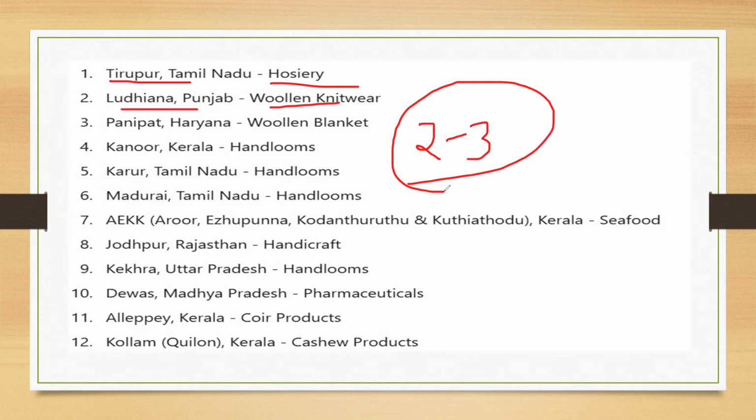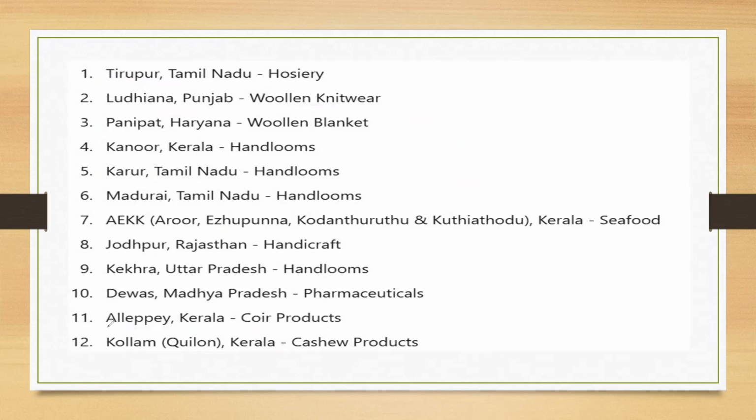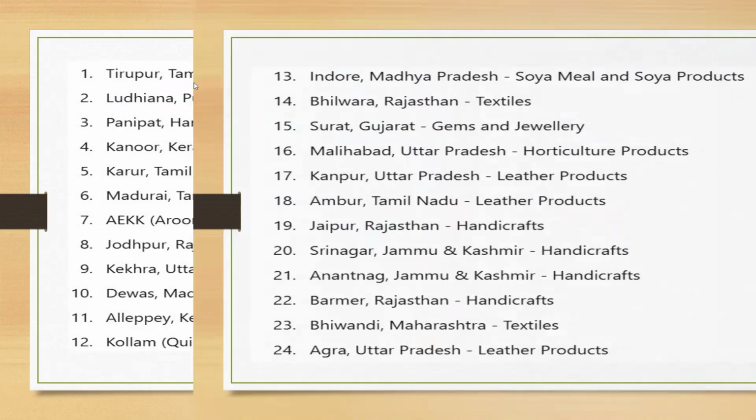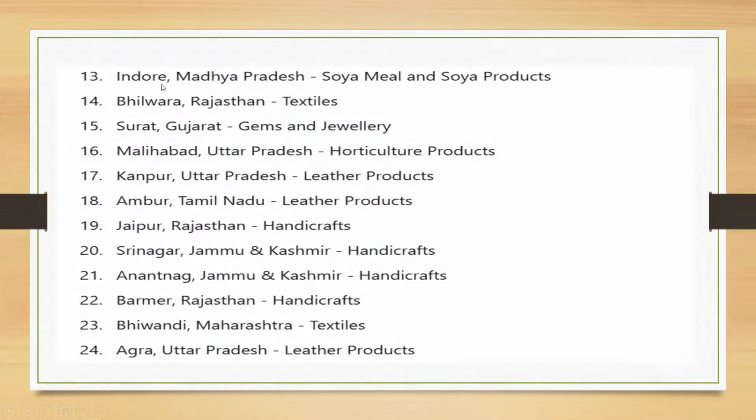Like an exam question can be: which of the following is a town of export excellence for handicraft? Then you have to say Jodhpur, Rajasthan. For coir products, Alappuzha, Kerala. Okay, like that. So this is the full list. This is the first 12. After that, here next 13 to 24. Indore, soya meal and soya product; Bhilwara, Rajasthan for textile; gems and jewelry, Surat, Gujarat.